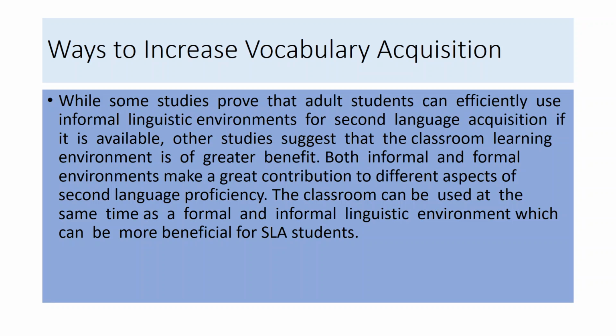There are lots of ways to increase vocabulary acquisition. While some studies prove that adult students can efficiently use an informal linguistic environment for second language acquisition if it is available, other studies suggest that the classroom learning environment is of greater benefit. Both informal and formal environments make a great contribution to different aspects of second language proficiency. The classroom can be used at the same time as a formal and informal linguistic environment, which can be more beneficial for SLA students.